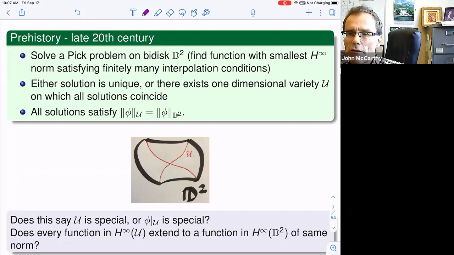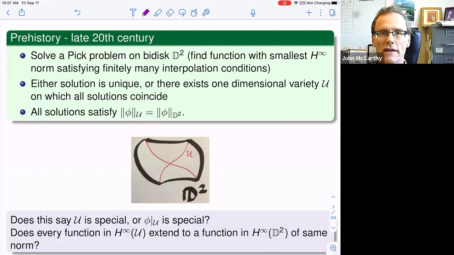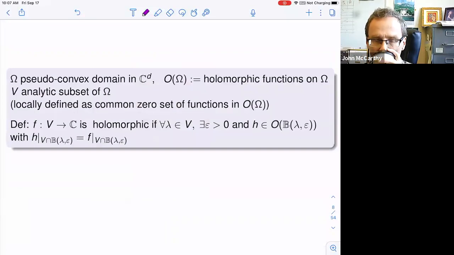Or is there something special about the fact that the phi came from an interpolation problem, which enables you to extend them without increasing their norm? So that's the background. I'm not going to talk more about this problem. I just want to say why we got interested in trying to understand what it means to say you can always extend without increasing the norm. So now let's go to the more general problem.